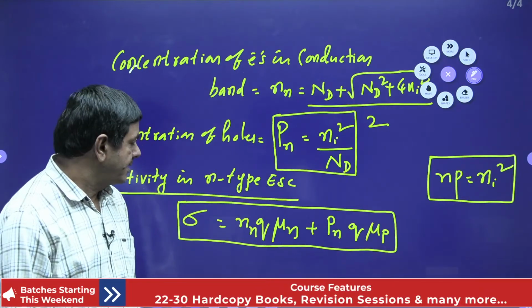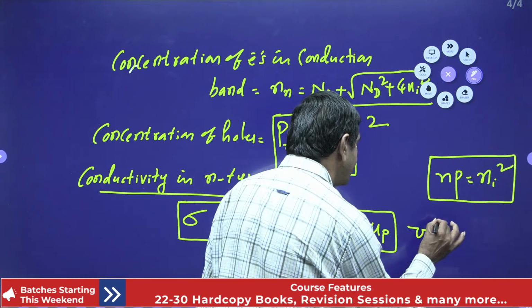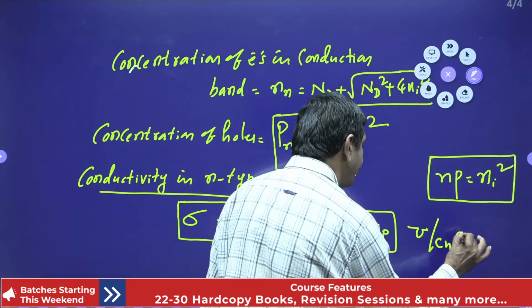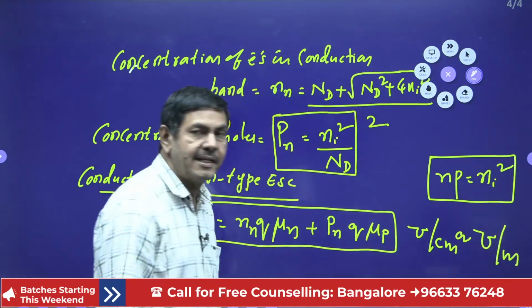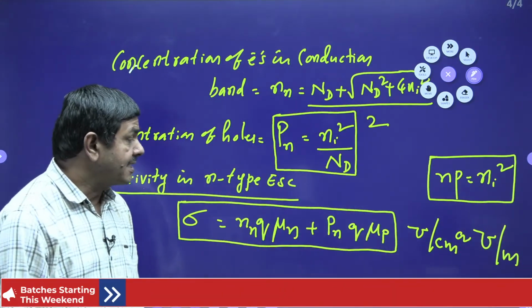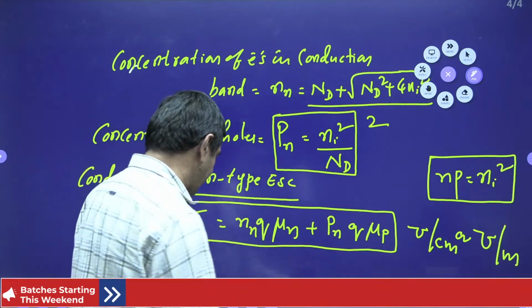What units must be used for conductivity? We know very well, mho per centimeter or mho per meter can be used. Understand now? That way we can find it out. But sometimes in the problems, he will give one condition. In that case, I want to give one condition now.